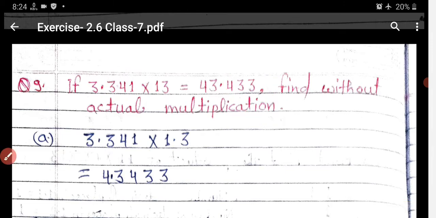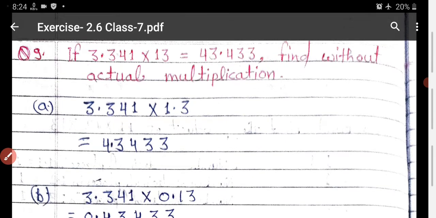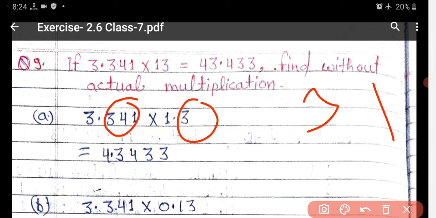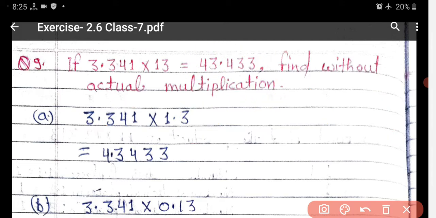Now come on to the next question. Here the decimal is after 3 digits, the number of digits after the decimal are 3, and here 1, total becomes 4. So from the back side in this number, put the decimal after 4 digits, then you will get 4.3433. You have to take the help of this equation. There is no need to do calculation.